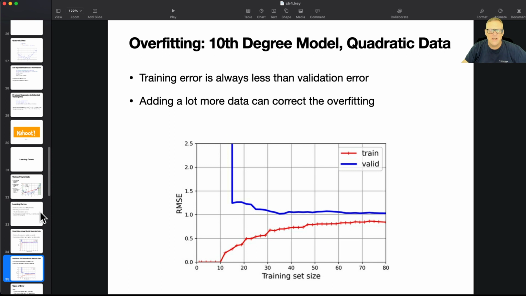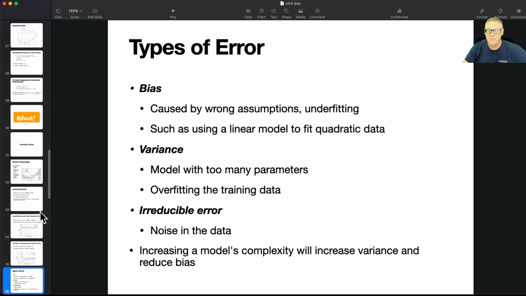So there's an example of overfitting, and one solution for overfitting is just add a lot more data. All right, so here's the types of error. Bias is caused by wrong assumptions or underfitting where you're using a model that's just not going to fit. So you're never going to get the error down too far because your model is just not a good fit. Then there's variance. This is overfitting where you have too many parameters. So your training error will be low, but your validation error will be high. And then there's irreducible error. That's the actual noise in the data. No model can ever defeat that, except of course the ridiculous one with too much overfitting that's actually fitting the noise.